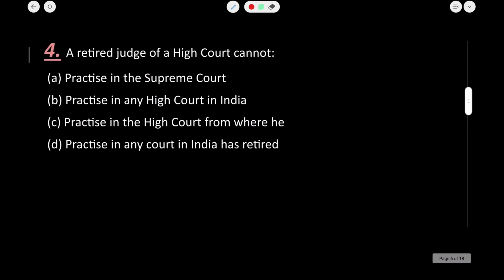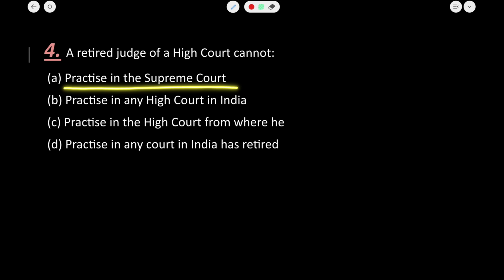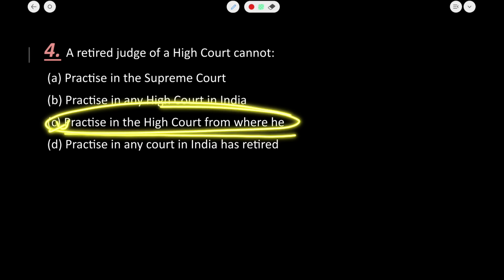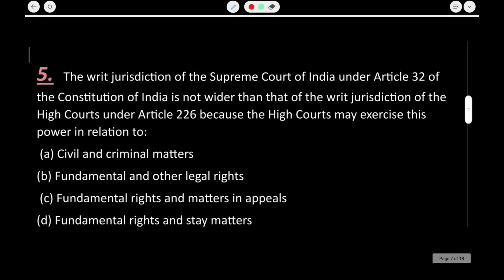Now next is, a retired judge of a high court cannot practice in the Supreme Court, practice in any high court, practice in the high court from where he belongs. Yes, the statement is absolutely true. A retired judge can be appointed by the Chief Justice of India prior to consulting to the President. Okay. Next is question number 5.